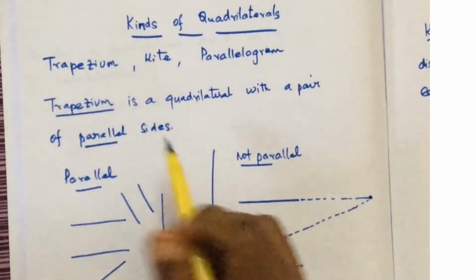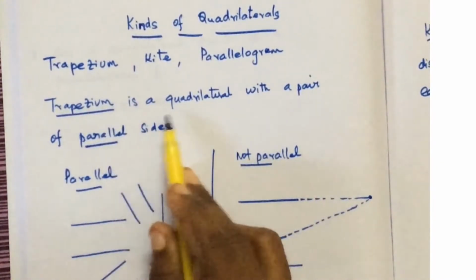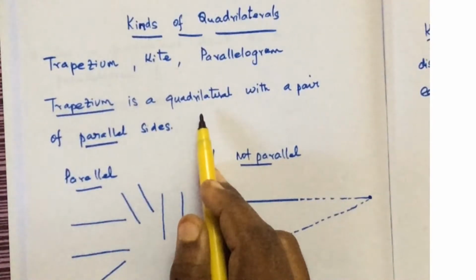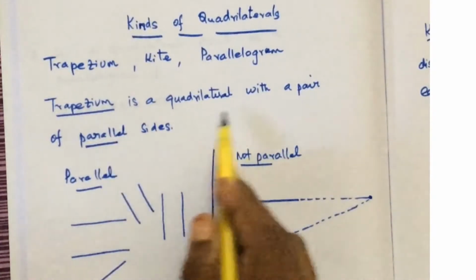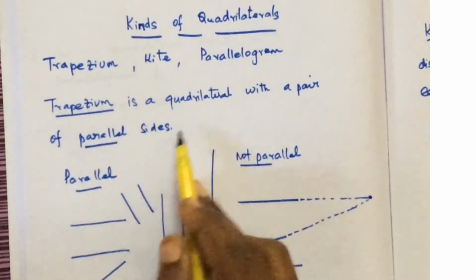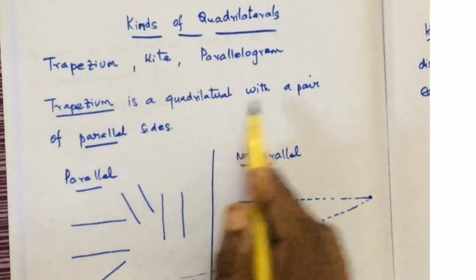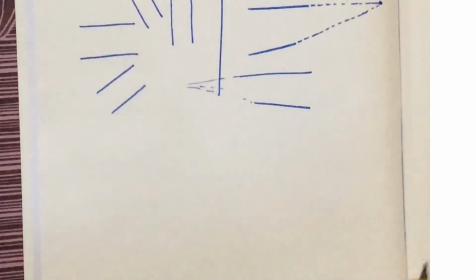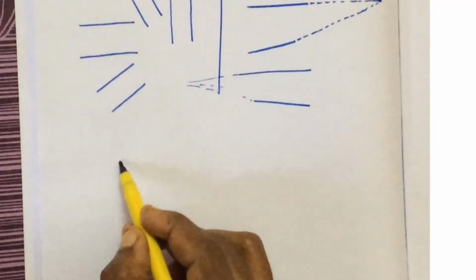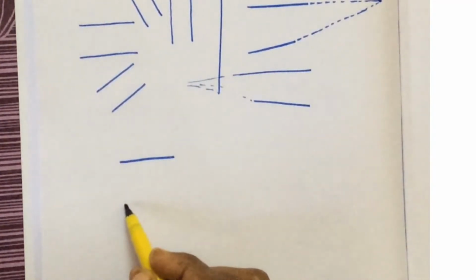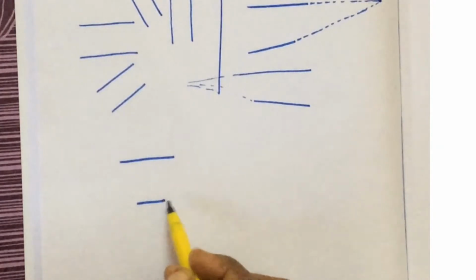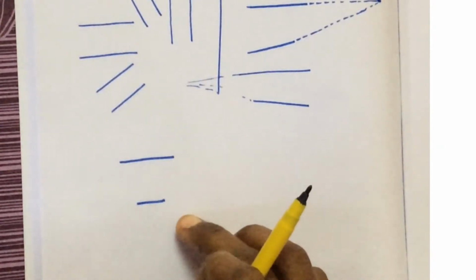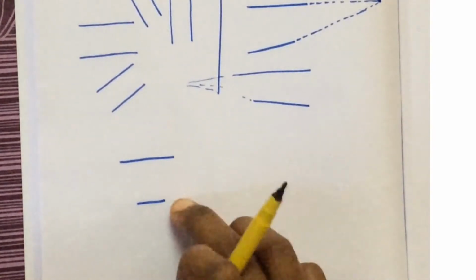Now we will come to this. A trapezium is a quadrilateral. What is a quadrilateral? A polygon which has four sides. So a trapezium will have four sides with a pair of parallel sides. Out of the four sides, there will be one pair of parallel sides. So it should look like this, where these two lines are parallel. Another thing: the two parallel lines need not be of equal length. These two lines are parallel.